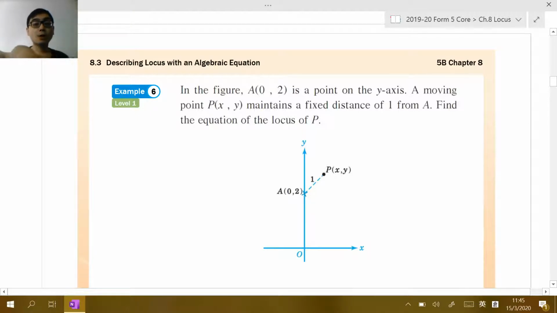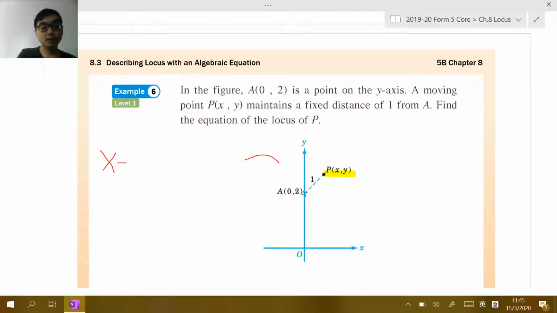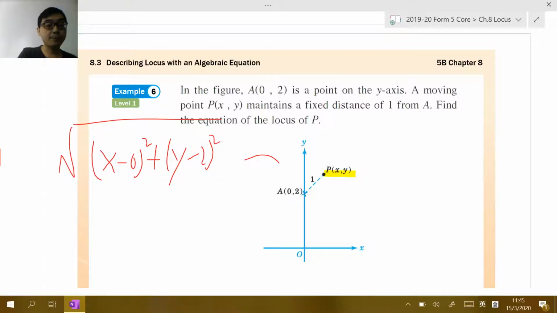But this time, instead of thinking about the circle, you can also write it as an equation. Why? Because when we write the locus as an equation, we say P is (x, y), and then we have to use some relation or equation to relate (x, y) to all the information given. For example, here I should use the distance formula, which is the square root of (x minus 0) squared plus (y minus 2) squared, which is the distance between A and P, or simply AP.